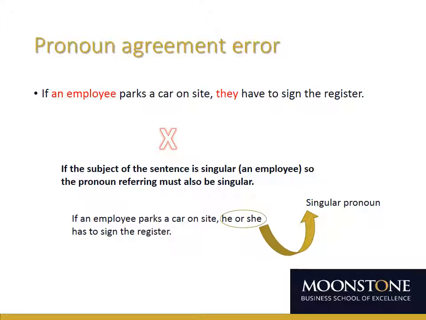If the subject of the sentence is singular, in this case an employee, the pronoun referring to it must also be singular. In this sentence it isn't. It is using a they. The correct sentence would be: if an employee parks a car on site, he or she has to sign the register. In other words, the he or she is a singular pronoun because the subject of the sentence is also singular.